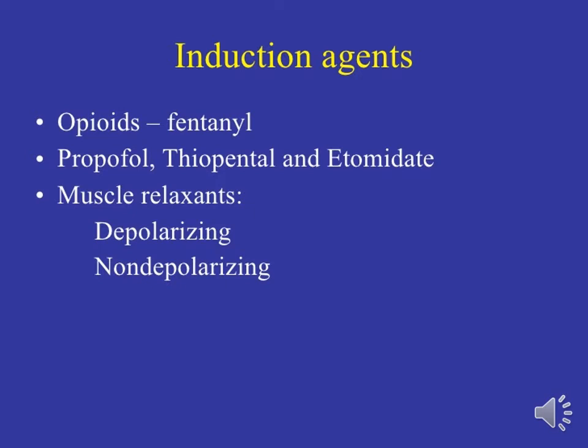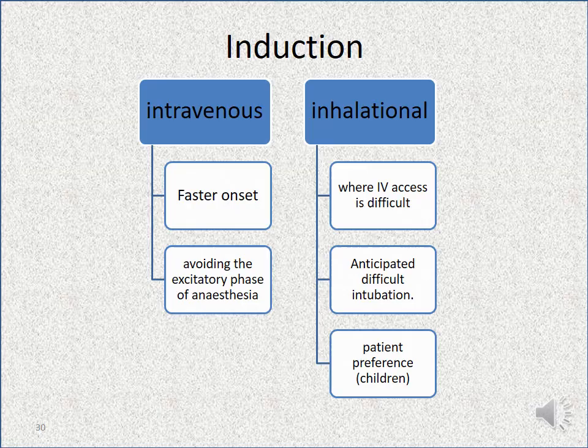The induction agent: how can we give induction easily? By opioids, drugs like fentanyl, propofol, thiopental and etomidate, and muscle relaxants like depolarizing and non-depolarizing agents. For induction we have two types of drug, either inhalation or intravenous. Inhalation is used where IV access is difficult, for antiseptic reasons, difficult intubation, and patient preference like children. Intravenous has a faster onset and avoids the excitatory phase of anesthesia.